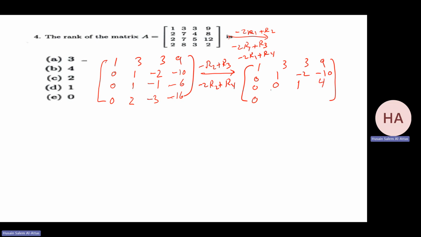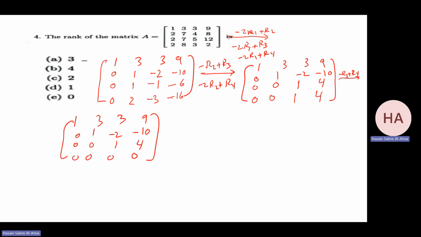-2 and add, that will be 0. -2 and add, that will be 1. -2, 20 minus 14, and that will be 4. So now I do -R3 plus R4, which gives me the answer: 1, 3, 3, 9, 0, -2 minus 10, 0, 0, 1, 4, and the last row will be 0, 0, 0, 0.